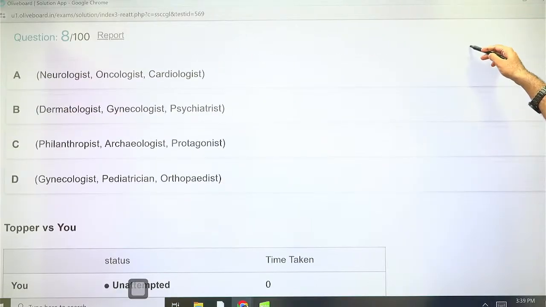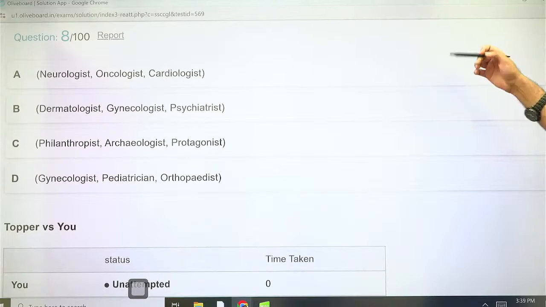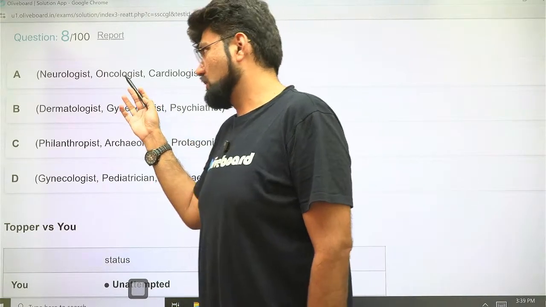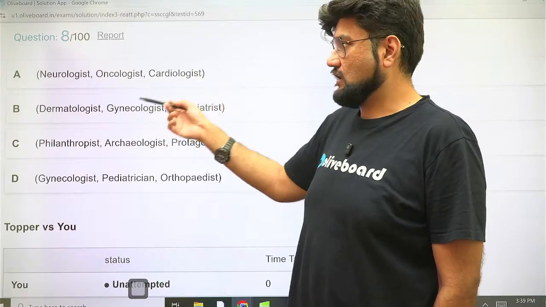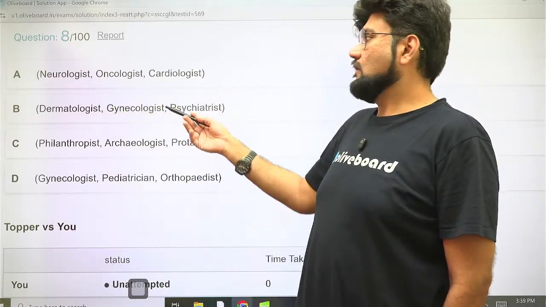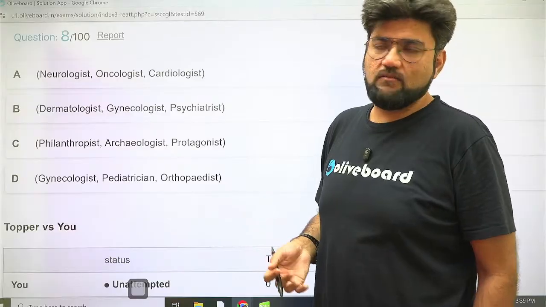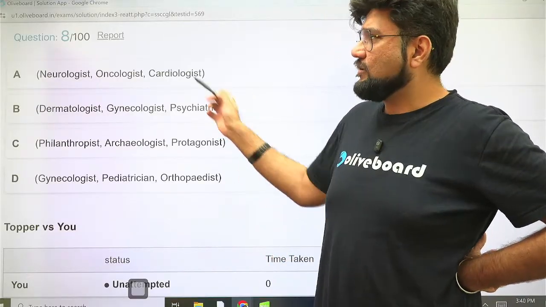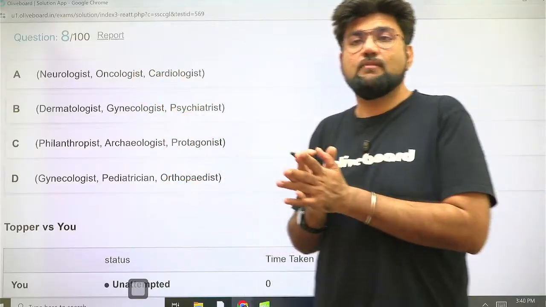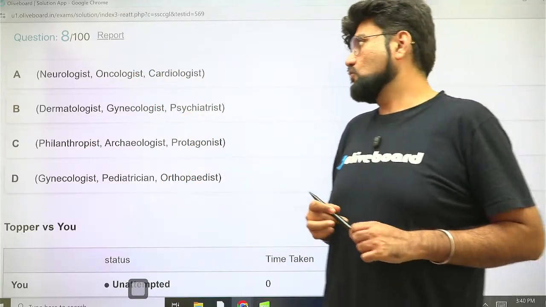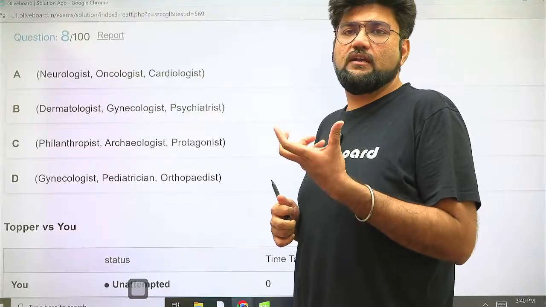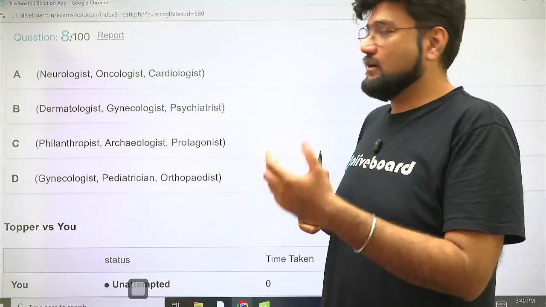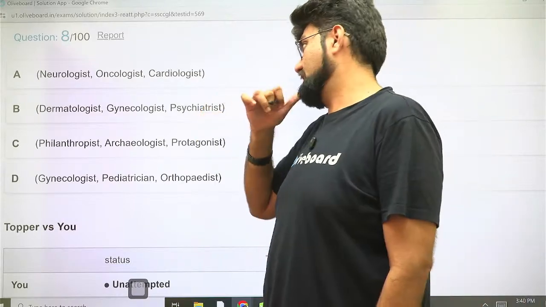Odd group of words, okay. Neurologist, oncologist, cardiologist. Neurologist is the brain doctor, central nervous system. Oncologist, doctor for cancer. Cardiologist is the doctor for the heart. Dermatologist is the doctor for the skin. Gynecologist is a doctor, OBGYN, for your female reproductive system. Psychiatrist is a doctor again for the brain, but not exactly the physical aspect of it, but the emotional, the mental aspect of it. So psychiatrists are people who are good in terms of your psychic understanding, your abilities, your cognitive behavior, therapy, etc. So that is dealt with the psychiatrist.